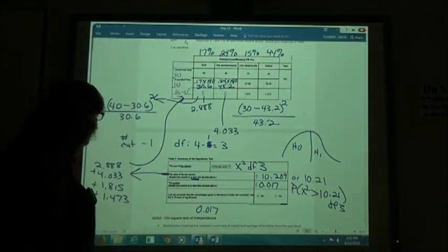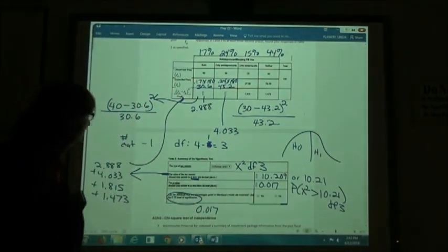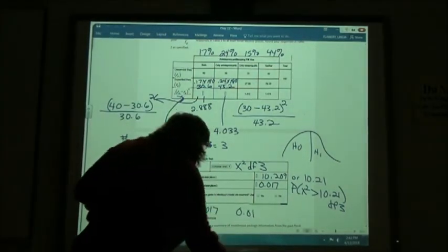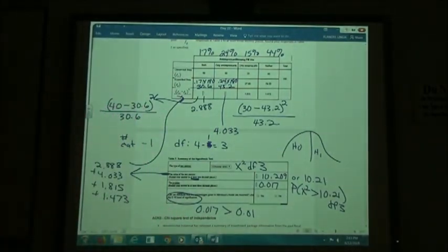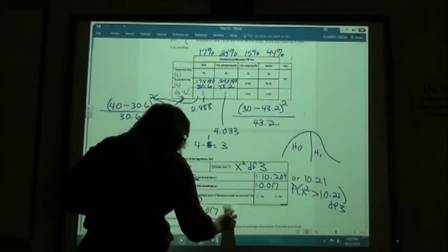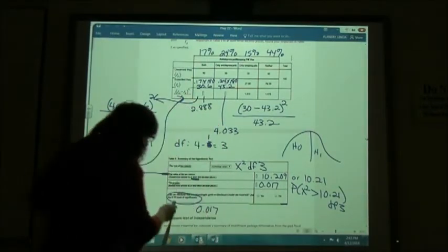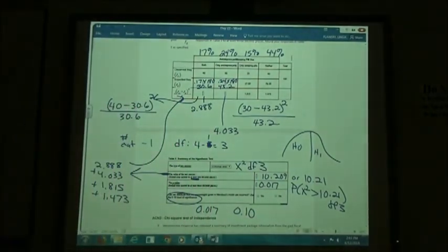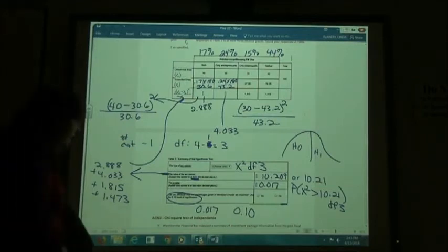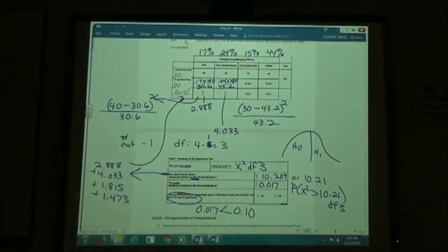We want to compare that to a 10% level of significance, 0.01. 0.017 is just a little bit bigger than 0.01, right? Oh, never mind. I'm not doing 0.01. Ignore me. That does not say 0.1. It says 10, so 0.10. So 0.017 compared to 0.10. 0.017 is less than 0.10.